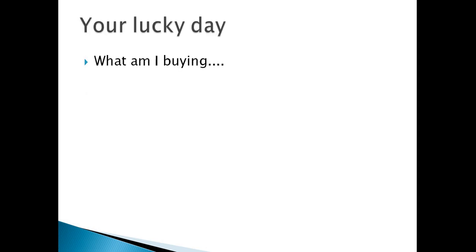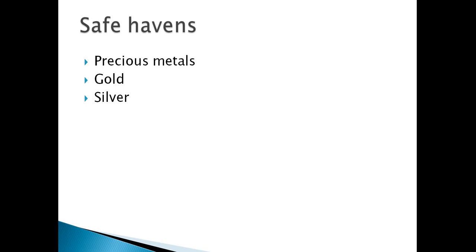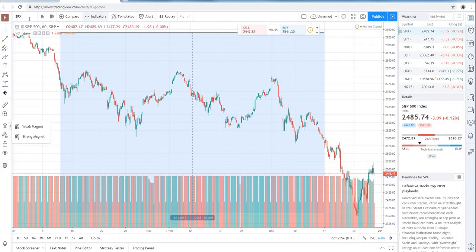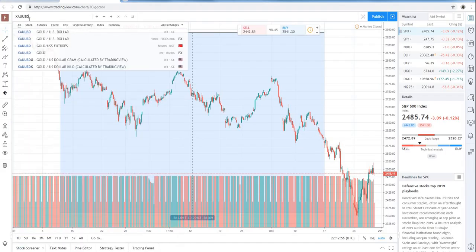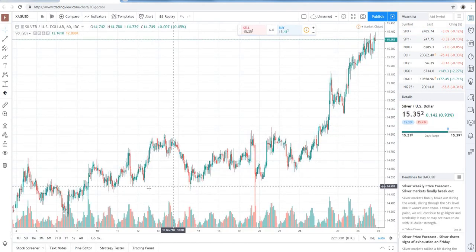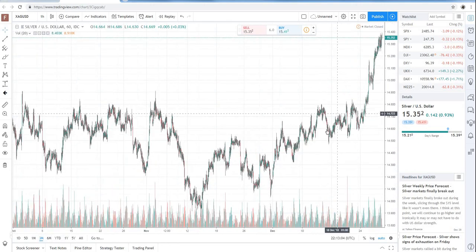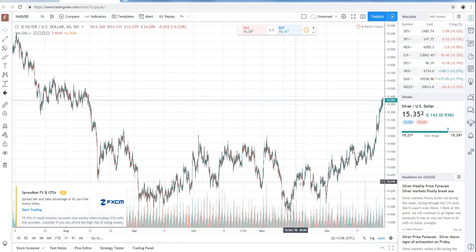What am I actually buying? In short, the answer is silver, right? So why am I buying silver? Let's actually pull up a chart as well and let you guys know exactly what's happening. Let's get silver up. If we look at silver in the last 3 months, we had the October 2018 peak, where we were trading in silver around 1450, right?